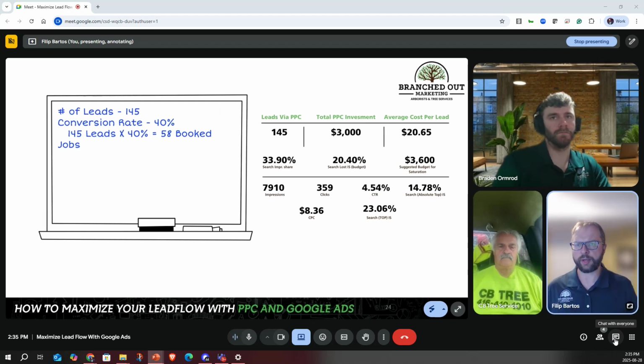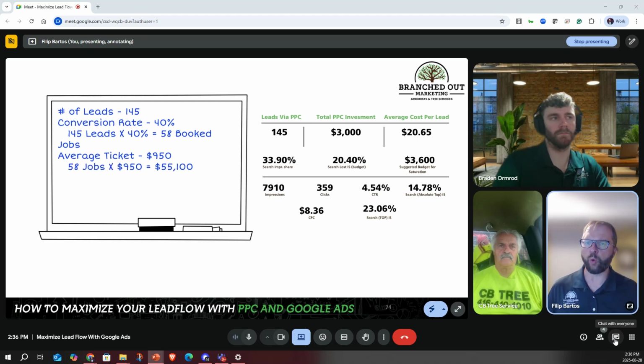Then the next question we have is, what's the average job size? Obviously there's going to be a big range on it depending upon what type of job, but over the course of the year, what is the average job size? If we have that assumption at $950, what we can then see is what we are going to assume the actual return on investment will be. In this particular campaign, under these assumptions, under these metrics, it's $55,100 on a spend of $3,000.